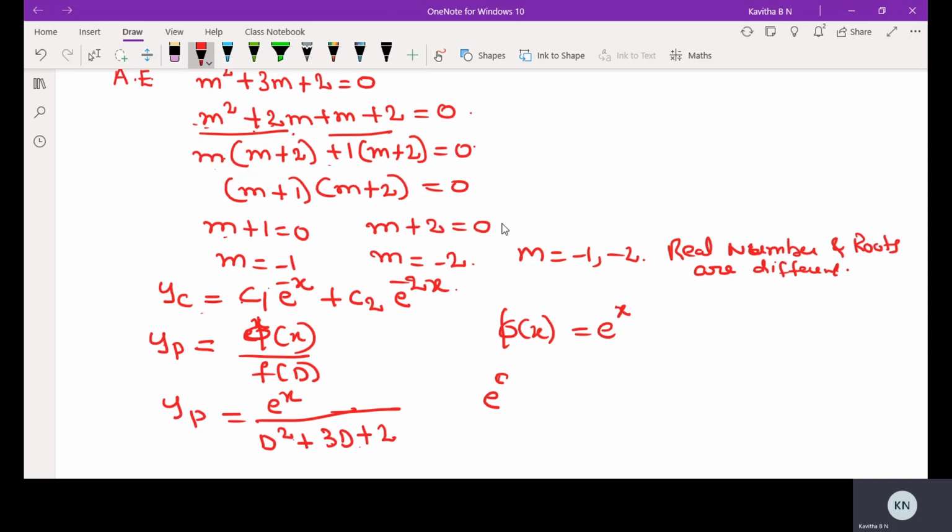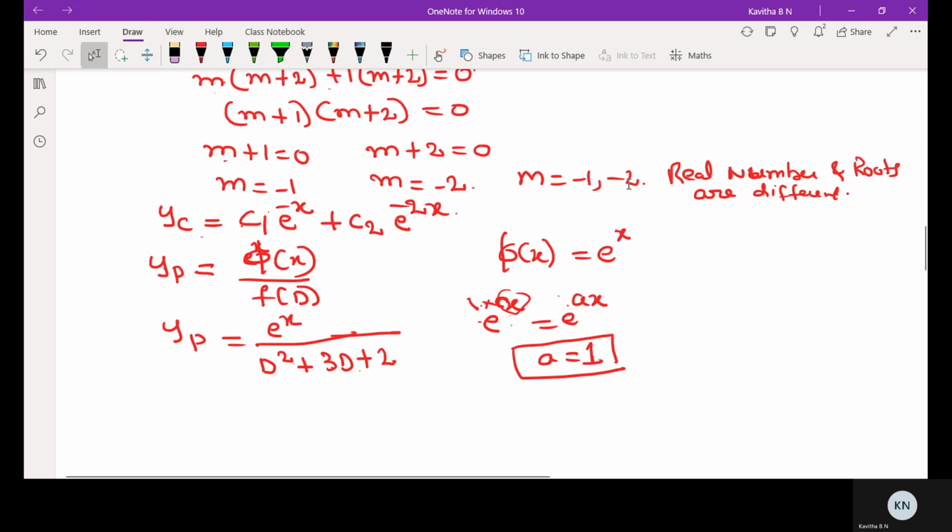Observe here e to the power of x compared to e to the power of ax means here a is equal to 1. Okay, understood? In place of a, the coefficient of x is what here? 1. Here a is equal to 1, which means in place of D, you have to substitute a. So a value here is 1.